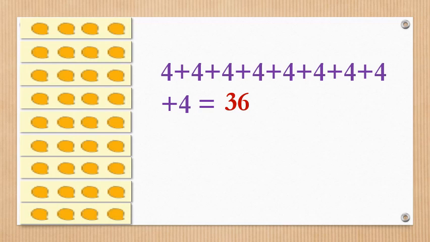Now in the second method, that is the multiplication method, what do we do? 4 into 9 rows. So 4 9s are equal to 36. So how many total mangoes are there? 36 mangoes. Got this, students? The second method, that is the multiplication method, is very easy compared to the addition method.